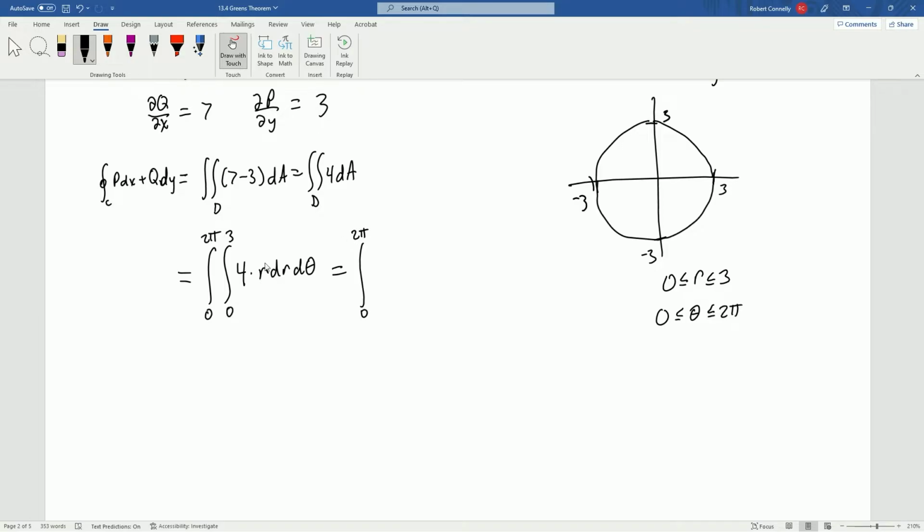So this becomes 4r squared over 2, which is 2r squared, evaluated from 0 to 3, d theta. Now when we evaluate at 3, we get 2 times 9, which is 18. And evaluating at 0 is obviously 0. So this is just 18 d theta, which gives me 18 times theta evaluated from 0 to 2 pi, which gives me 36 pi.